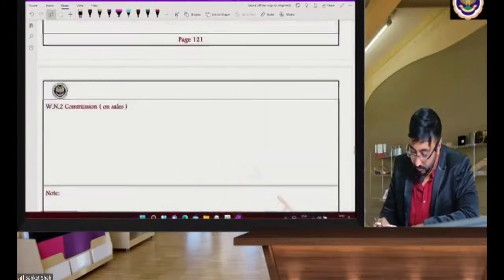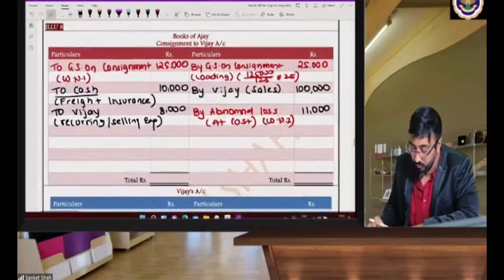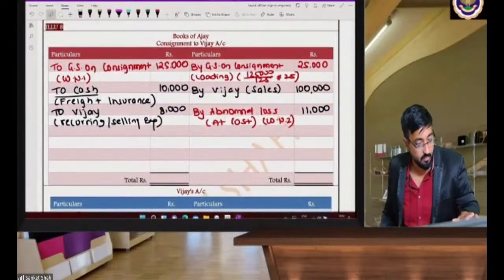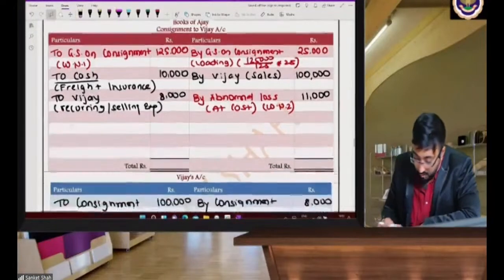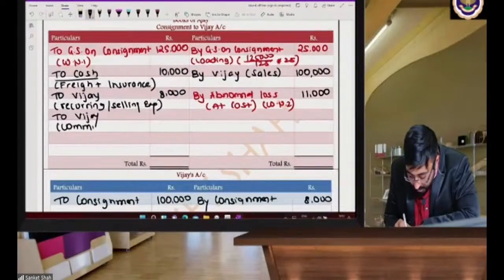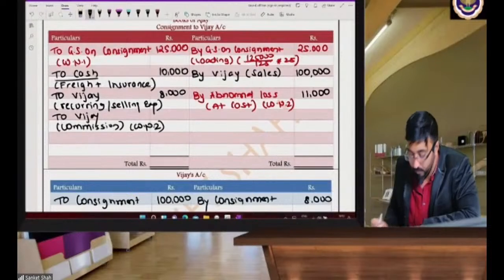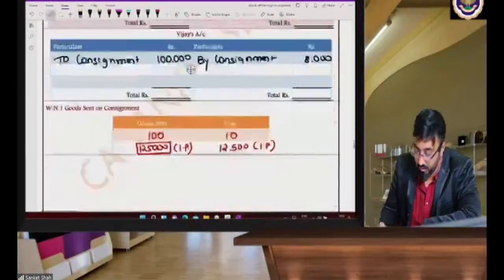Next one is by abnormal loss, we have completed. Now commission. Yes, working note 2, commission. So 2, Vijay. In bracket you can write commission. Working note 2, commission. First we will calculate commission.